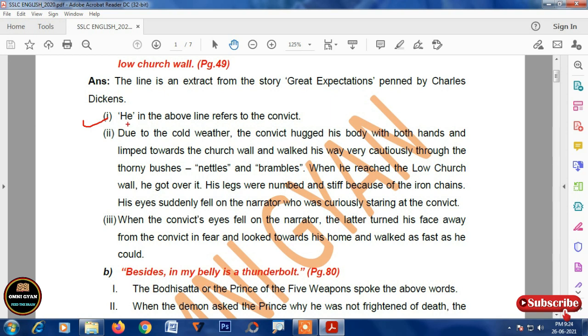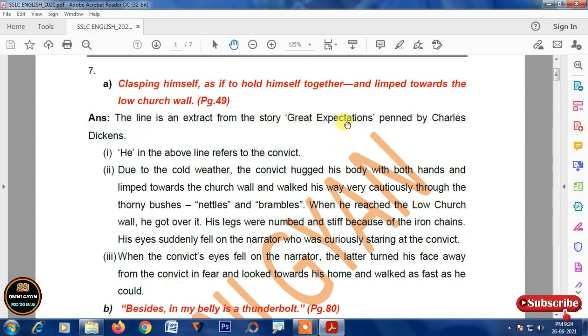Who is he? So "he" in the above line refers to the convict, and I have also given the page number. This is from the story Great Expectations. You can search it out from your textbook. This page number is from the textbook prescribed by MBOSE to you, not from any other outside textbook. So this is your answer number 1.